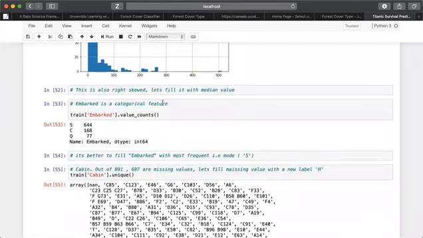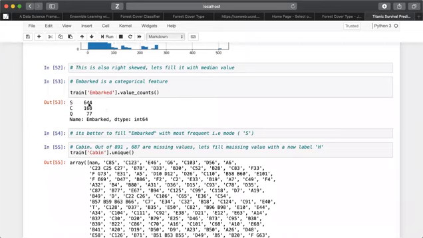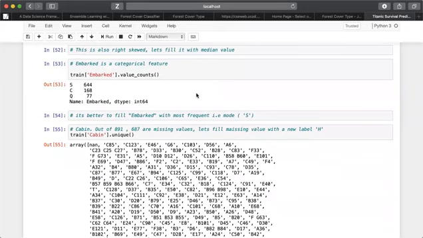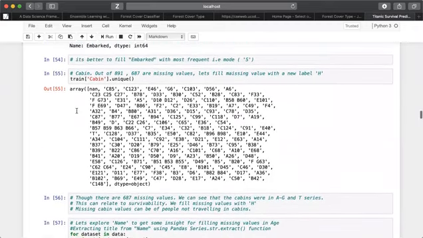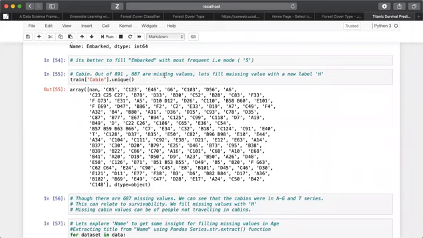To fill the embarked, we found out that Southampton had the maximum passengers. It is categorical data, so it is better to fill it with the most frequent, that is Southampton, the S. Now for the cabin, we found out that out of 891, 687 were missing values. So a lot of values are missing. I decided to fill this missing value with one value called H, because when we see the train cabin units, they are from A, B, C, D, E, F, G, and there is one T also.